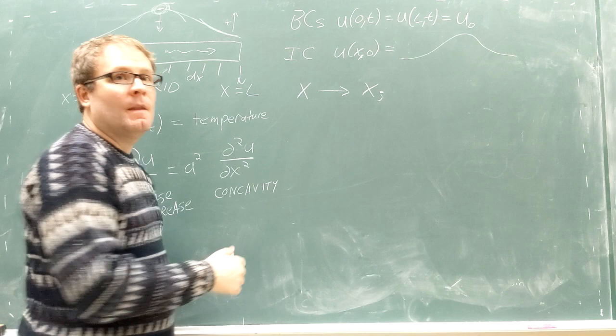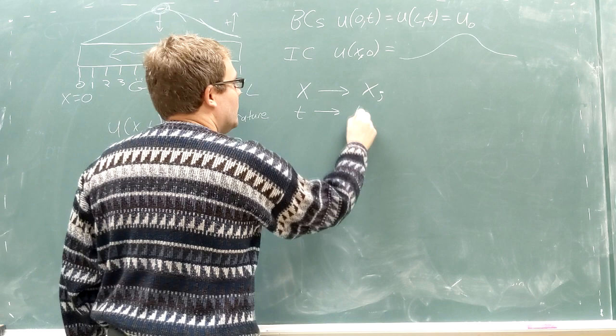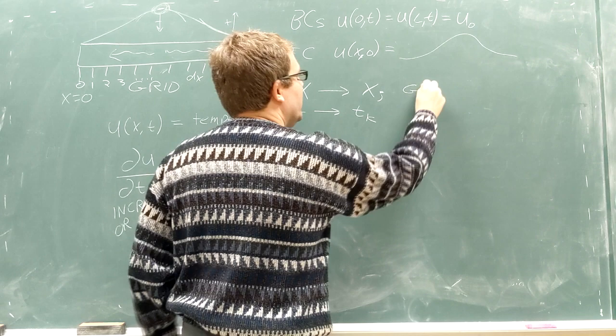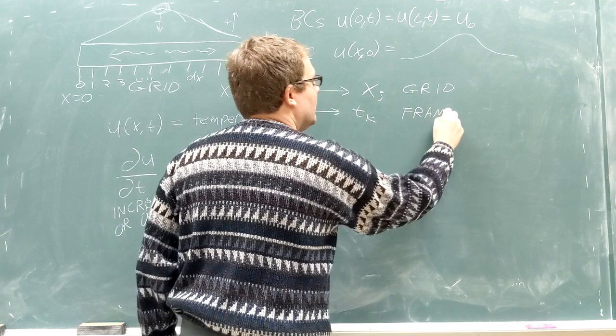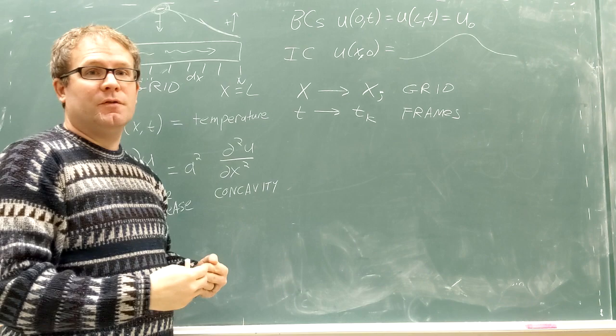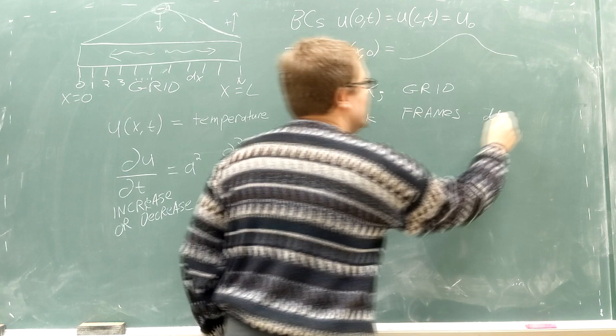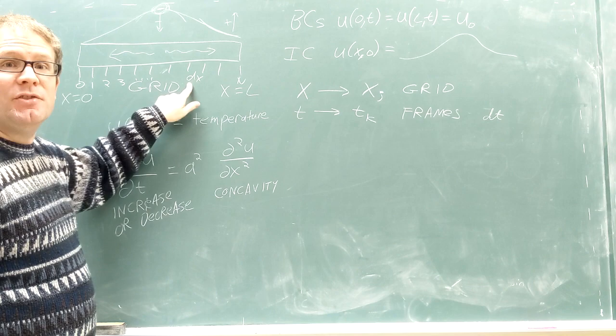Then we have to do the same thing for t. We're going to take t and transform it into specific moments in time. You can think of this as being like animation frames. Just like in the Euler-Cramer method, when you want to iterate a solution forward, you have to have a time step. These frames are going to be separated by a time step dt. So we've really got two step sizes to worry about: the spatial step dx, and the time step dt.